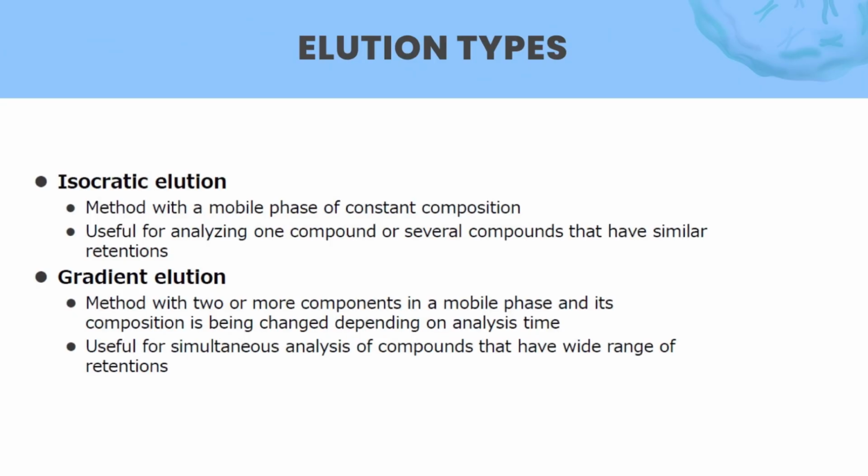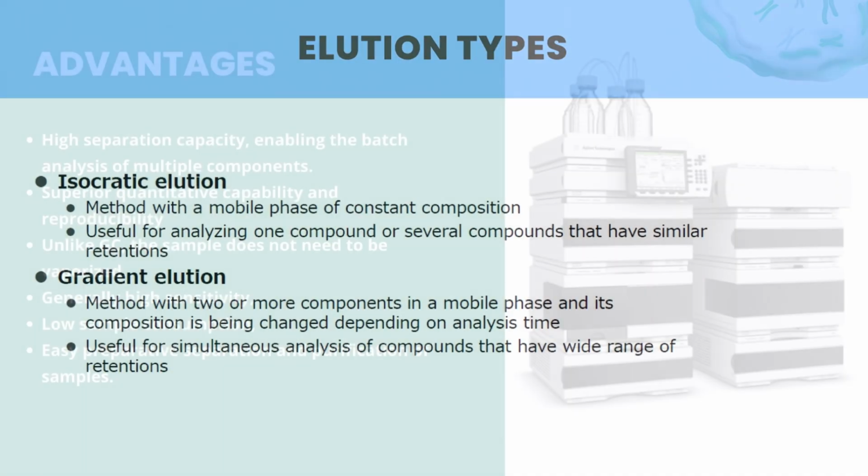In isocratic elution, this is the method where a mobile phase of constant composition is used. This isocratic elution is useful for analyzing one compound or several compounds that have similar retention times. Whereas in gradient elution, the composition of the mobile phase is continuously changed. In this method, we use two or more components in a mobile phase and its composition is changed depending upon analysis time. This is useful for simultaneous analysis of compounds that have a wide range of retentions. So these are the two types of elution.